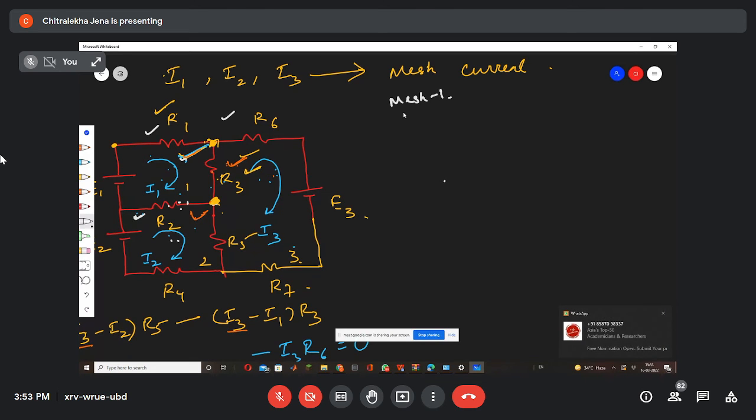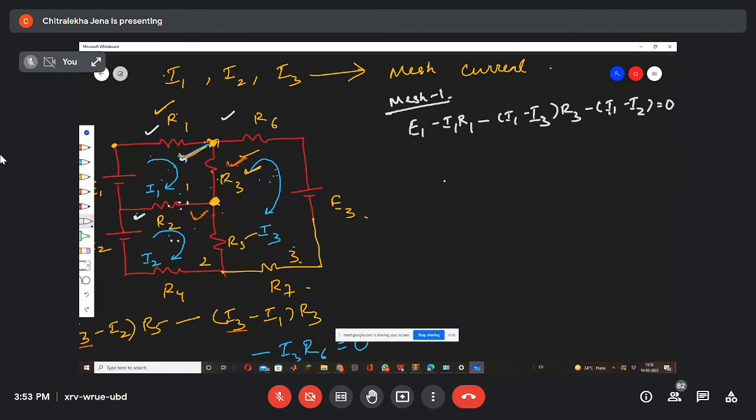Mesh 1, what was the equation? Tell me. E1 minus I1 R1, minus I1 into R3, minus I1 minus I2 into R2 is equal to 0. If you find out the coefficients of I1, you will see R1 plus R2 plus R3 into I1. If you rearrange this equation, then minus R2 into I2, minus R3 into I3 is equal to E1. Okay, this is for mesh 1.